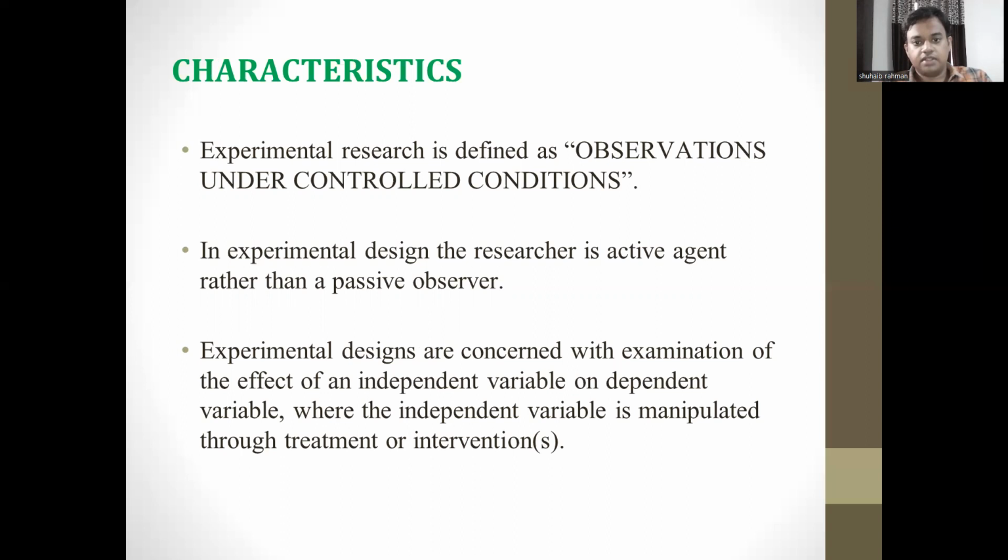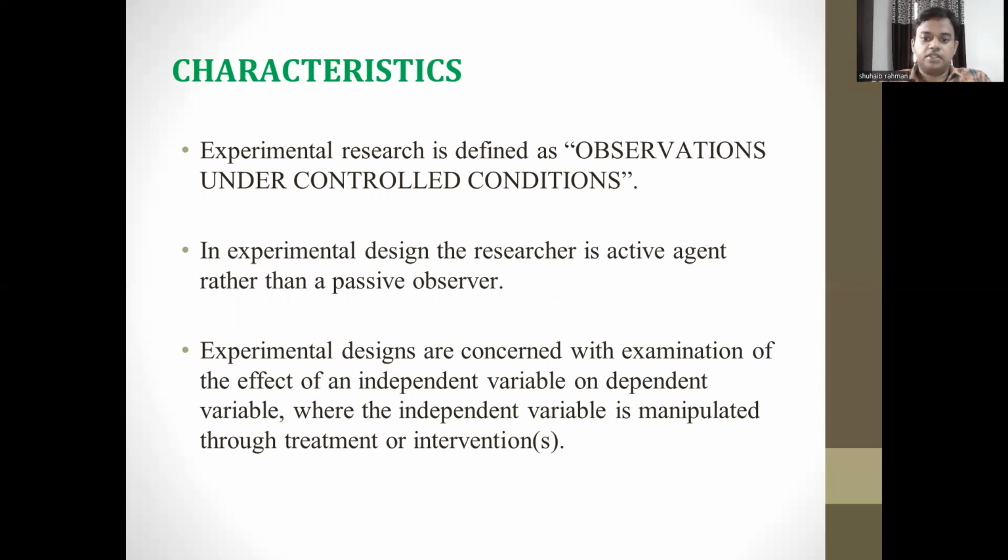So in experimental design, the researcher is an active agent rather than a passive observer. In case control and cohort studies, the researcher is just an observer. The researcher has nothing to do, he is just collecting the data. Here he is an active agent. He can inject, he can give a capsule, he can give a chewing gum. That's what active means in this sentence.